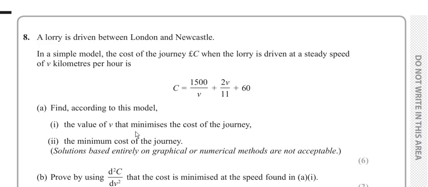So remember, if it says minimizes, it could mean we find dC by dv and put that equal to 0. Solve for that value of v when dC by dv is equal to 0, and that's the answer for that question, and then put that value into C. That will be the answer for the next question. So let's try that.